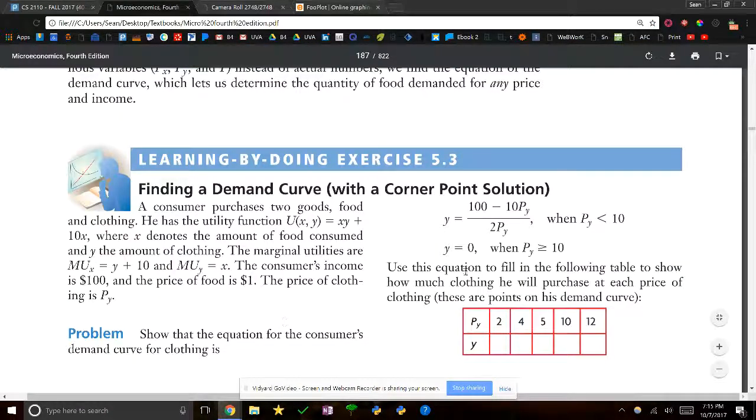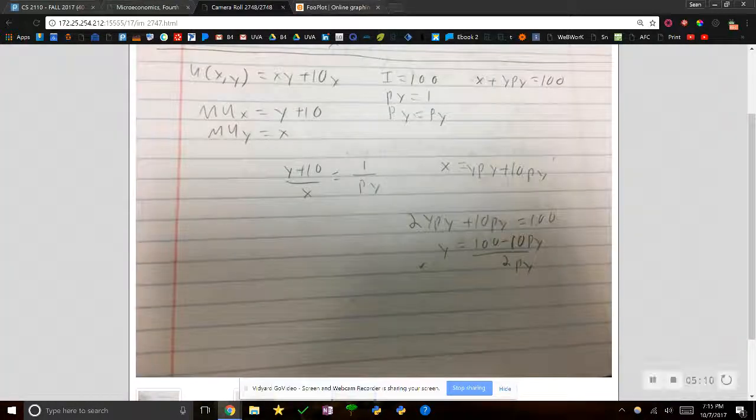So they want us to show that the equation for the demand curve is this thing. All right, let's do it. So we have this utility function right here, and then we find the marginal utilities here, and the ratio of those is going to equal the ratio of the prices. The px equals 1, py is py, so then we get this. Then we can solve for x here and get x equals ypy times this thing right here.